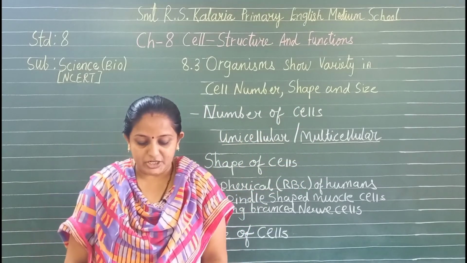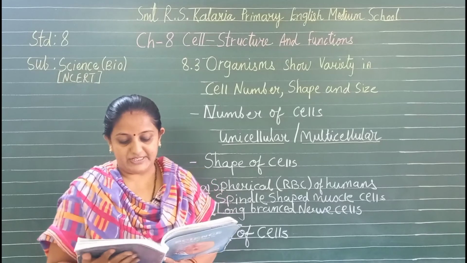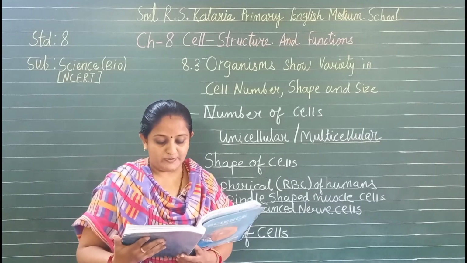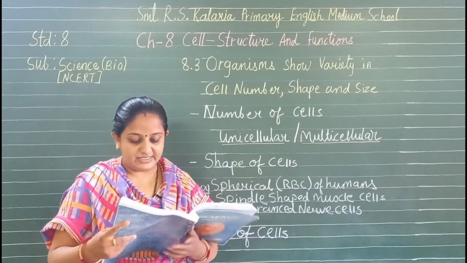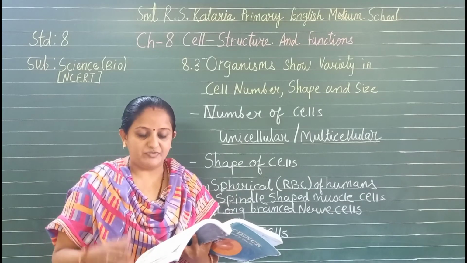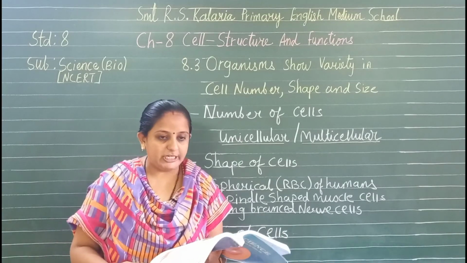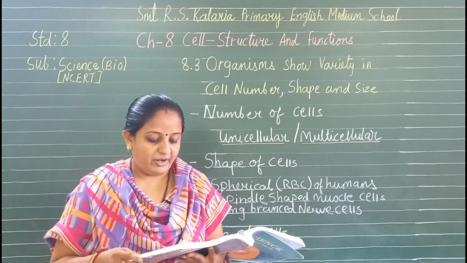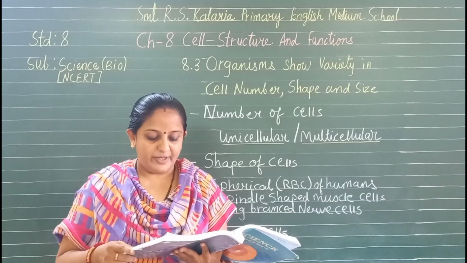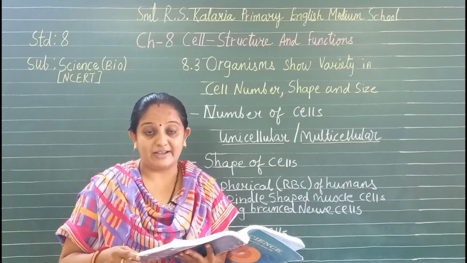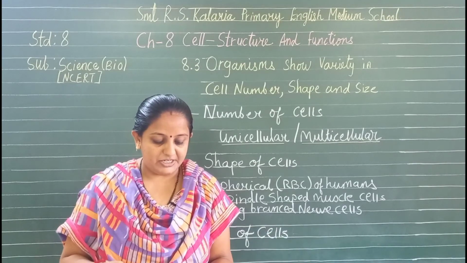Now how do scientists observe and study living cells? They use microscopes, which magnify objects. Stains, that is dyes, are used to color parts of the cell to study its detailed structure. There are millions of living organisms of different shapes and sizes. Their organs also vary in shape, size and number of cells. Now let us study some of them.